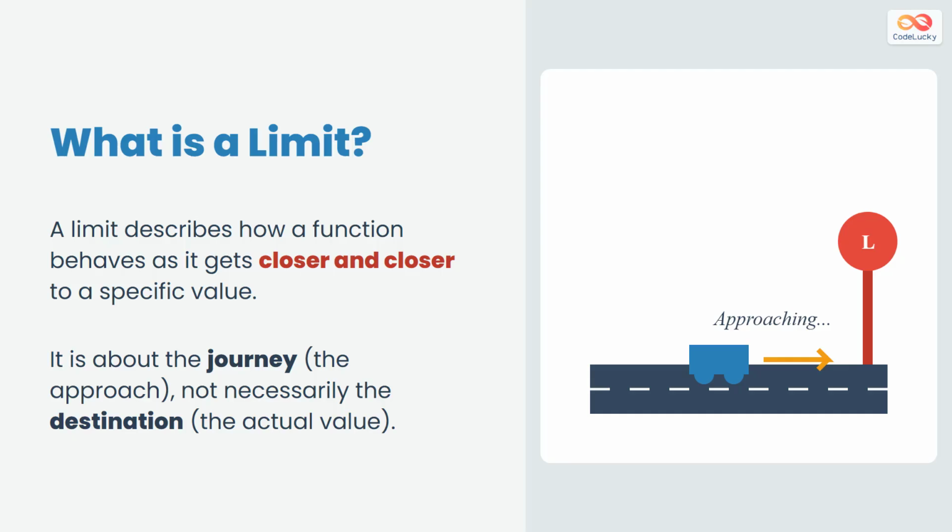Before we get into the math symbols, let's understand the concept. A limit is all about the journey, not the destination. It describes how a function behaves as it gets closer and closer to a specific point. Imagine driving down a road towards a destination sign. The limit describes where your car is heading, even if you never actually park the car.